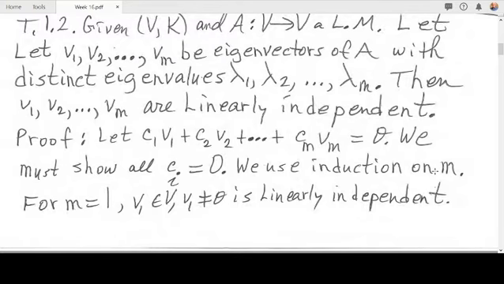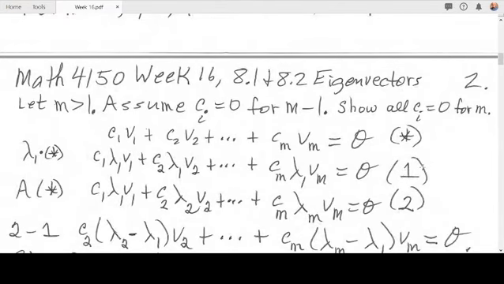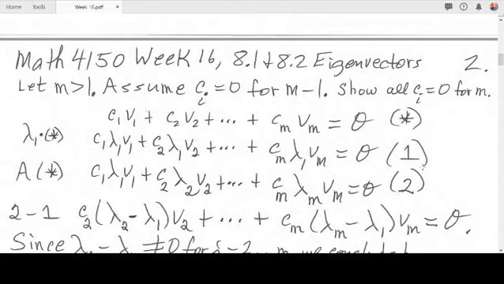So the proof is done by induction on m. You start out checking m equal 1, v1 in V, v1 not 0. One single non-zero vector by itself is linearly independent. So next, assume m is greater than 1 and assume ci is 0 for m minus 1, then show all ci's are 0 for m. And so you can see the proof here.